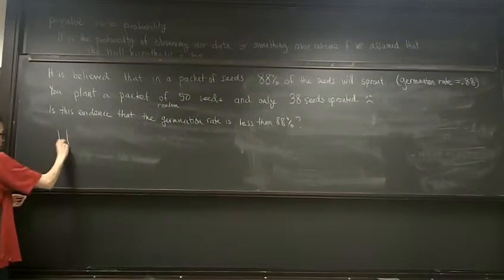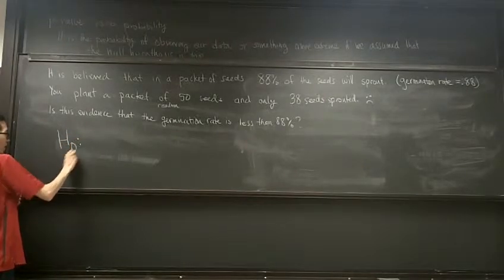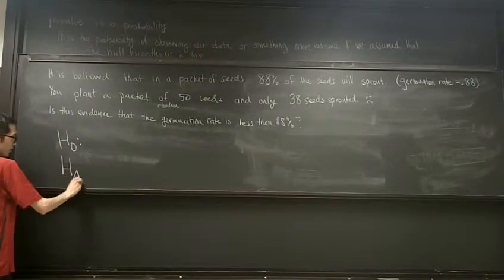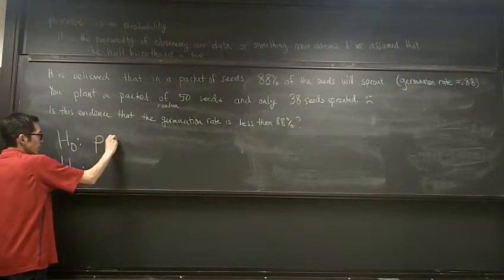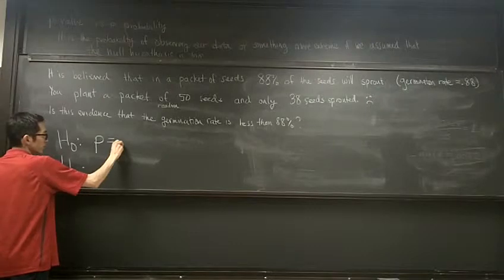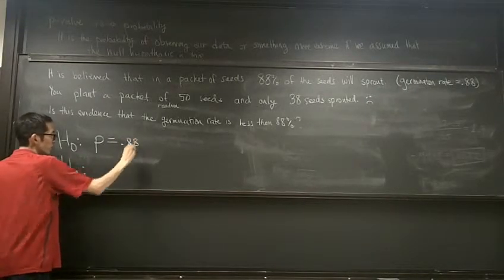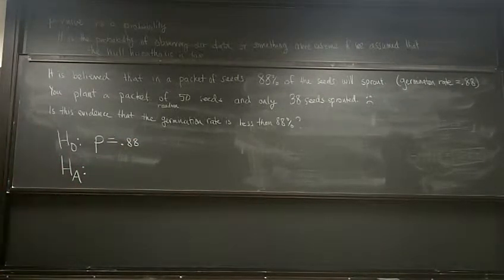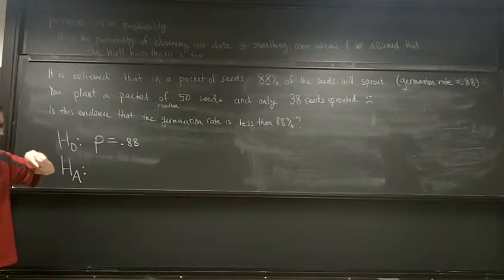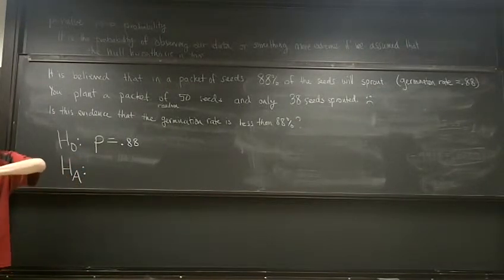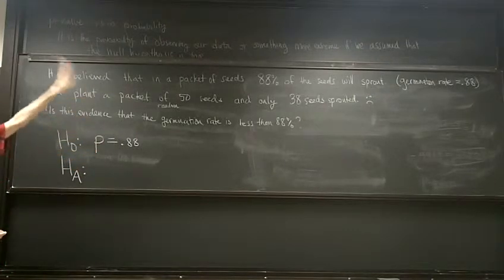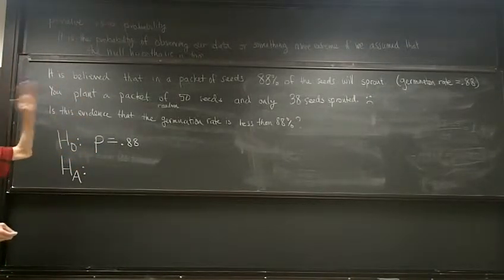To get you started, your null hypothesis, and then you have an alternative hypothesis. Our null hypothesis is that P is equal to 0.88. What is P? What does P represent? The percentage of seeds that grow, in the population, yes. Of all seeds, okay? Or all seeds of this packet type.